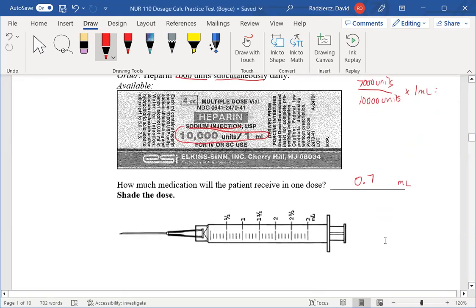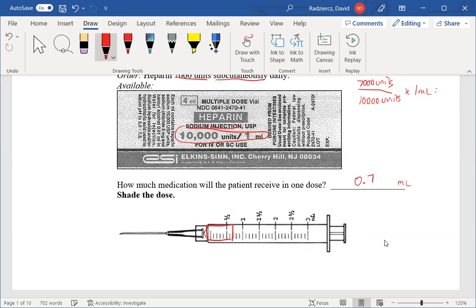Then I'm going to go to my syringe and I'm going to mark it. So 0.5, 0.6, 0.7. Again, if you're doing this as a Blackboard test, you may not be doing this shading in part. At Allegheny campus, they have them drop like a point where they want to mark the syringe. So that is a possibility that you'll have something like that. But I don't know because I haven't seen your test.